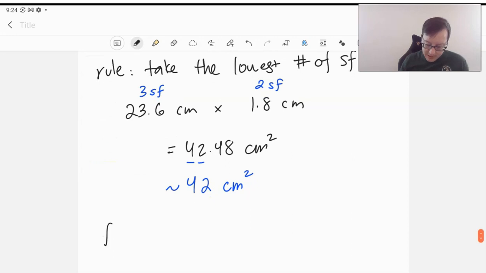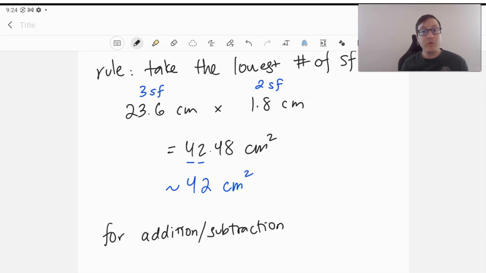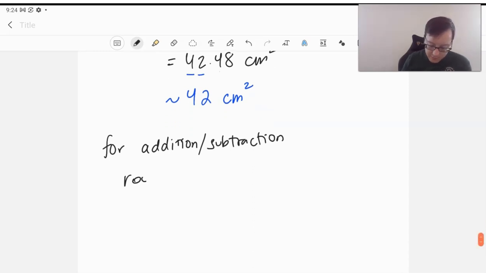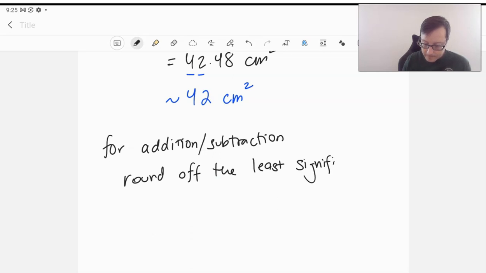And then for addition and subtraction, which again are the same operation, because one is a negative, right? The rule here is if we are taking multiple measurements and adding them or subtracting them, we have to see where the significance is. So we don't care how many sig figs this time, but we care where the significance is. And so we are going to always round off the least significant measurement.